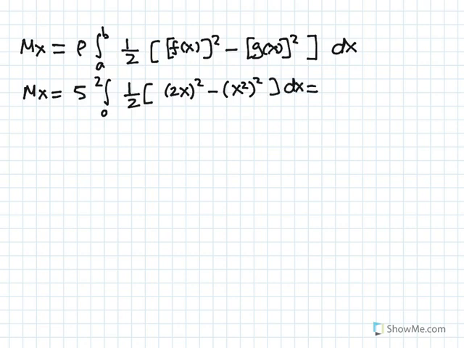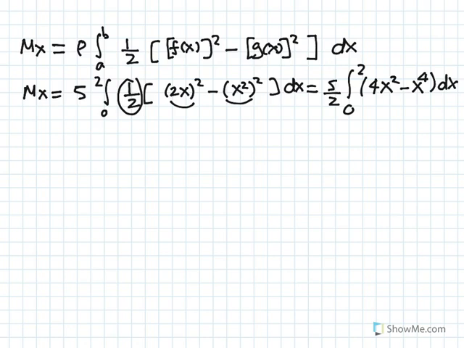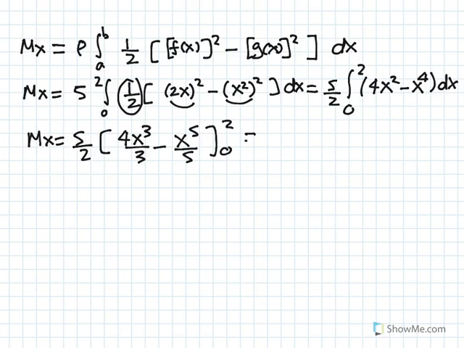Let's simplify this. 1/2 is a constant, it passes through the integral, so we get 5 over 2, integral from 0 to 2, 2x all squared is 4x squared, minus x squared squared is x to the 4th, dx. And Mx, the moment with respect to the x-axis, is equal to 5 over 2. Now let's integrate, reverse the power rule. We get 4x cubed divided by 3. Integrating term by term, minus the integral of x to the 4th, that's x to the 5th, divided by 5. Evaluate from 0 to 2, applying the fundamental theorem of calculus.